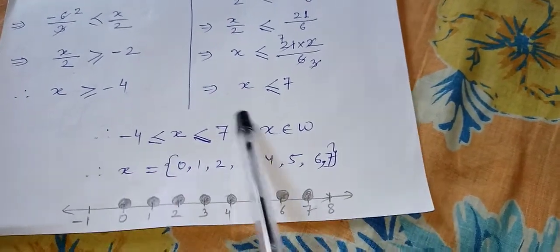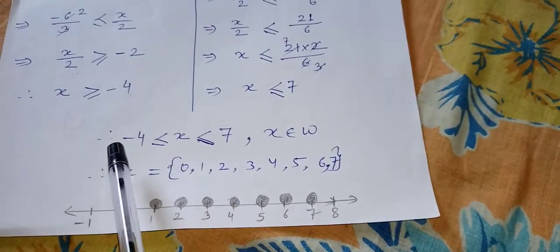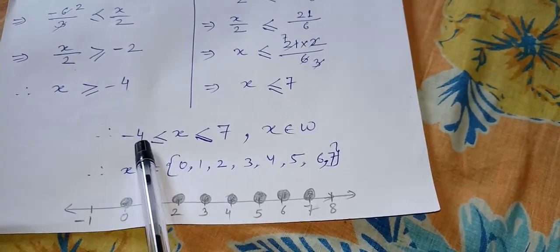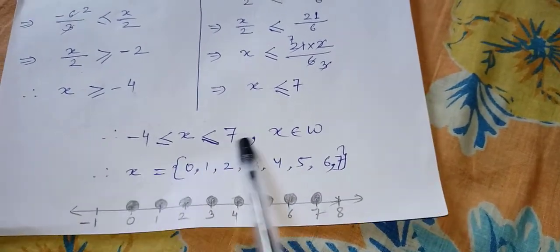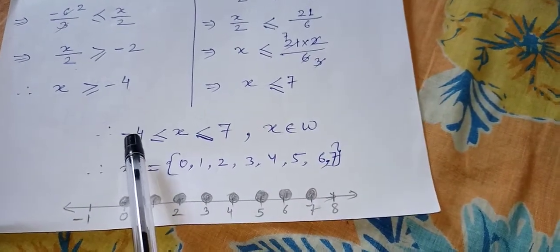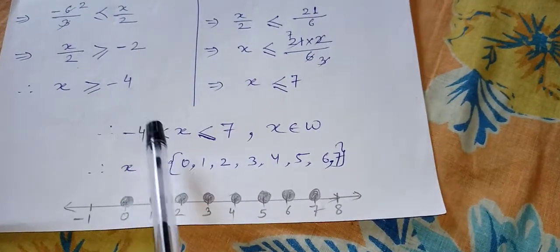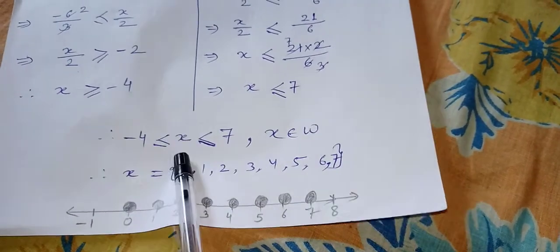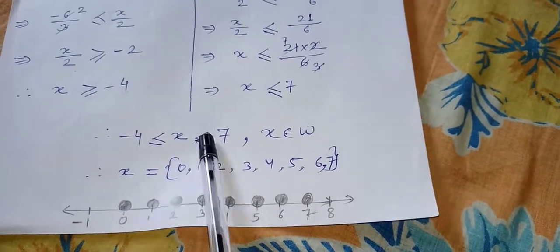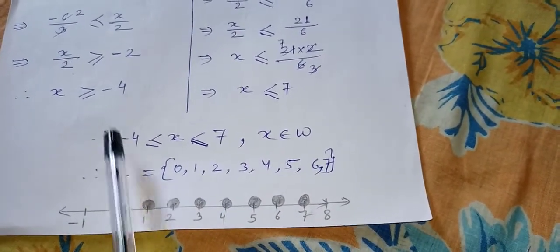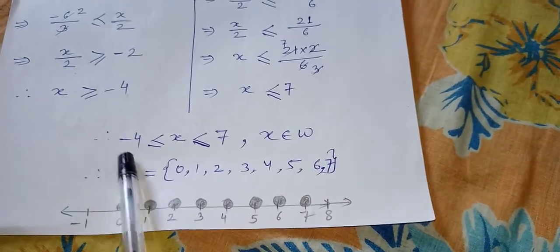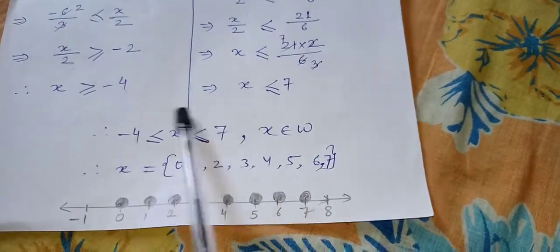Now the meaning of this solution set is, x is greater than or equal to -4, but less than or equal to 7. The meaning of this is, the value of x will be -4, -3, -2, -1, 0, 1, 2, 3, 4, 5, 6, 7. So beginning from -4 to +7. This is the meaning of this particular solution set.